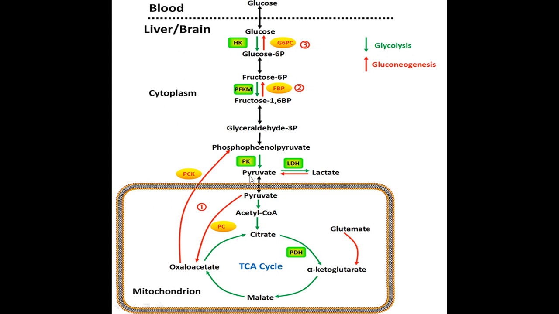For example, it can be converted to alanine by the alanine cycle, whereby you add an amino acid or amino group to the pyruvate to form alanine, an amino acid.